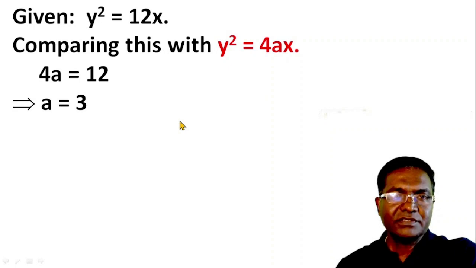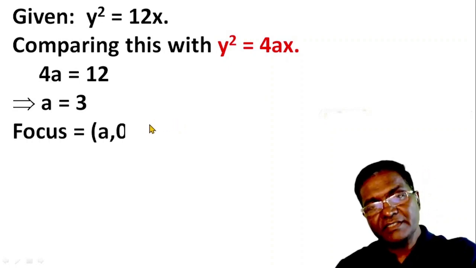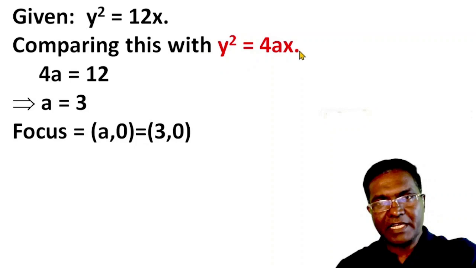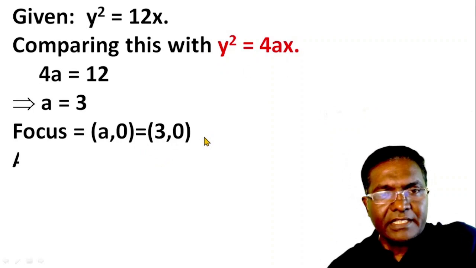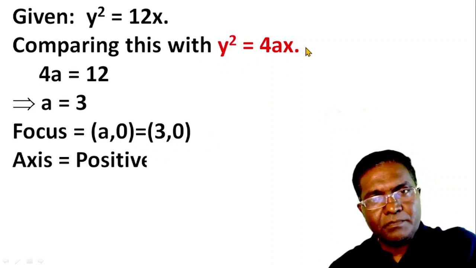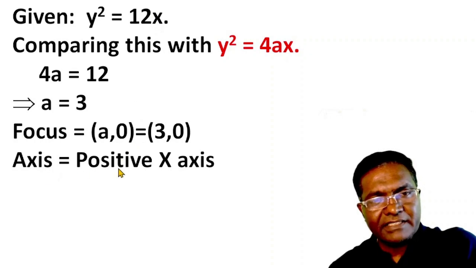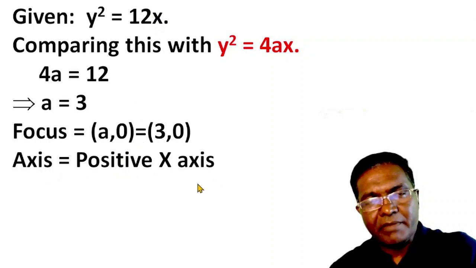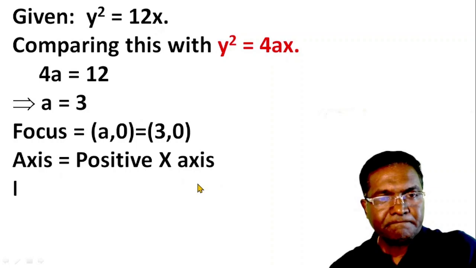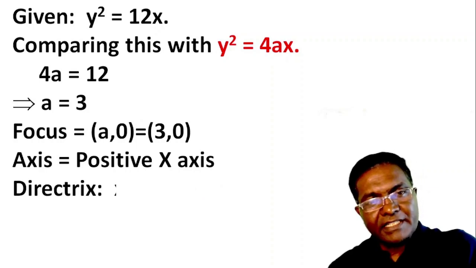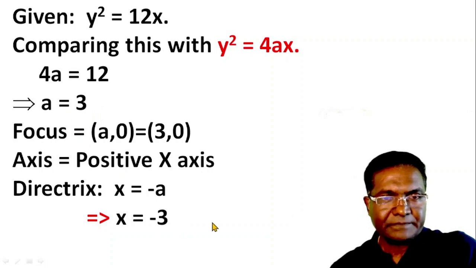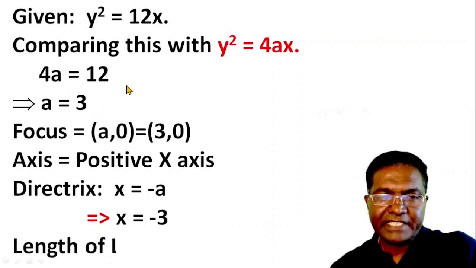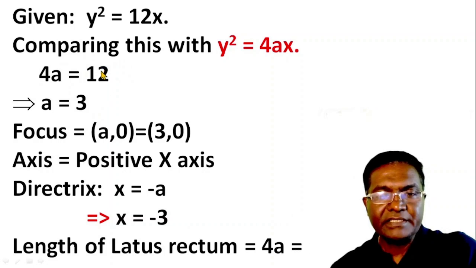Now the focus. What are the focus coordinates? It is a comma 0 generally for this parabola. So a is 3, 3 comma 0. Next, axis. As I mentioned, coefficient of x is positive. So axis is positive x-axis, means it bends towards positive x-axis. So equation of the directrix is x equal to minus a. So that is x equal to minus 3. And length of latus rectum is 4a, that is 12.